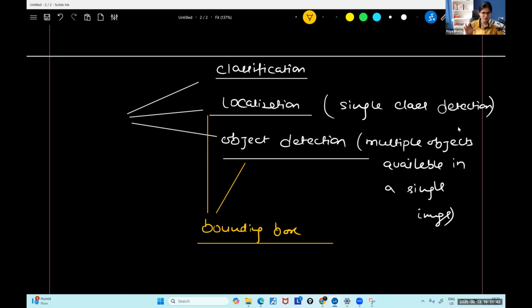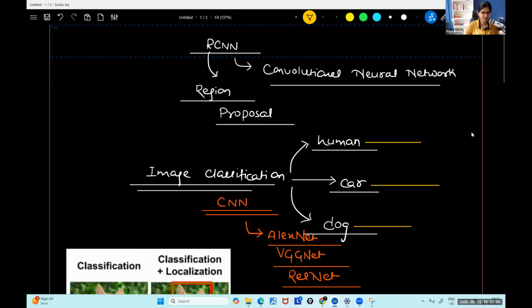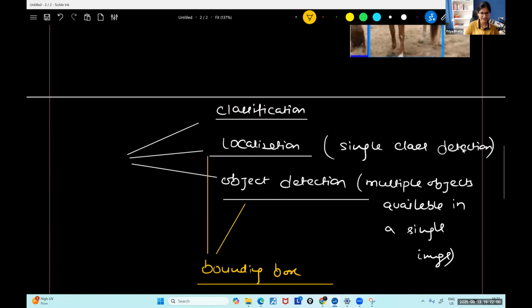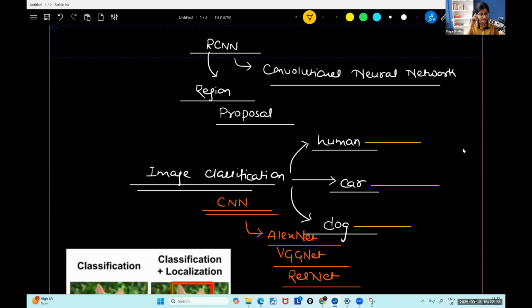So today our focus will be on this localization concept and this object detection concept, because we already covered the classification concept in our previous classes. A normal CNN model will help us do the classification, but if we want to focus on the object and then classify it as per the individual classes, normal CNN models will automatically fail. And that is where we have this interesting model called RCNN, region proposal.